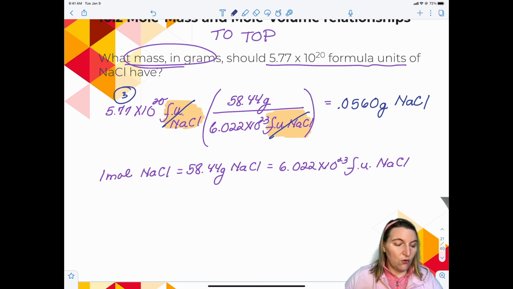We have 2 more types of conversions to do in this section. So that's going to be our next video, and that will be kind of it for conversions for this chapter.